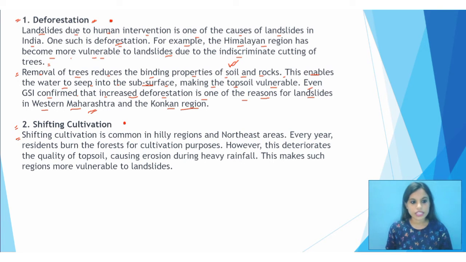landslide. Shifting cultivation is common in the hilly regions and the northeast areas, where once again there are hilly regions. Every year, residents burn the forests for cultivation purposes. However, this deteriorates the quality of topsoil. So, in the name of ritual and cultivation purposes, they do this, deteriorating the quality of the topsoil, causing erosion during the heavy rainfall. This makes such regions more vulnerable to landslides. So this is another cause of landslide.